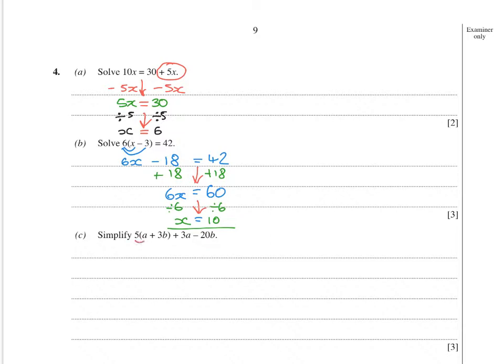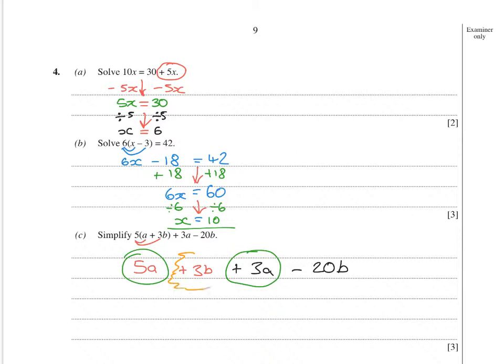The next one, you must expand that bracket first. So we're going to get 5a plus 3b. And then we already had plus 3a minus 20b. And what we're going to do is lump together any of the a terms. But when you're doing it like this, you must include that sign in front of the a. Okay? Anything else? Yeah, there's some b terms here.